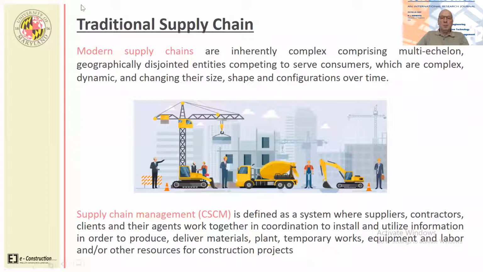So this is a traditional supply chain. All of you who are researching construction know that modern supply chains are inherently complex and comprise geographically disjointed entities competing to serve consumers. So that's a complex, dynamic system, changing size, shape, and configurations over time. Simply because we have to deliver material, we have to deliver equipment, we have to deal with expertise of multiple professionals to make a construction project happen.